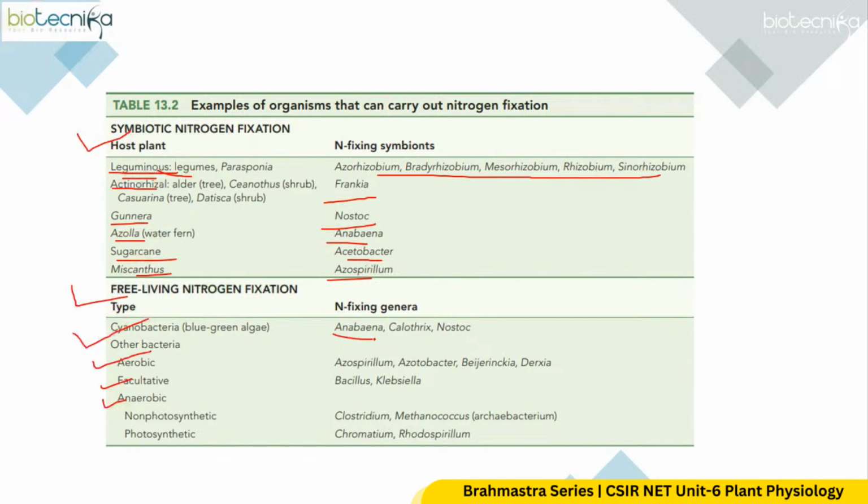Cyanobacteria, we have Anabaena, Calothrix, and Nostoc. Aerobic, we have Azospirillum, Azotobacter. Facultative, that means they can survive in both the conditions. We have Bacillus and Klebsiella. Then we have non-photosynthetic, Clostridium, Methanococcus. Photosynthetic, Chromatium, and Rhodospirillum. So this table is important from examination point of view.